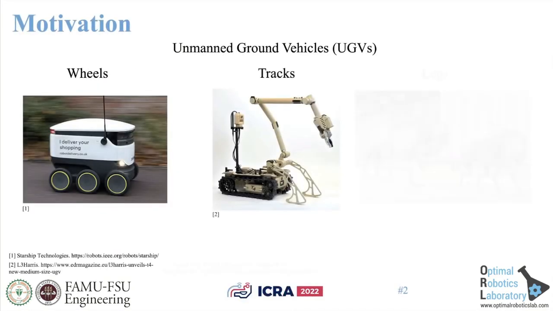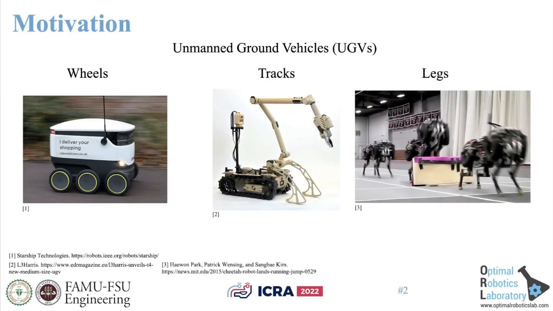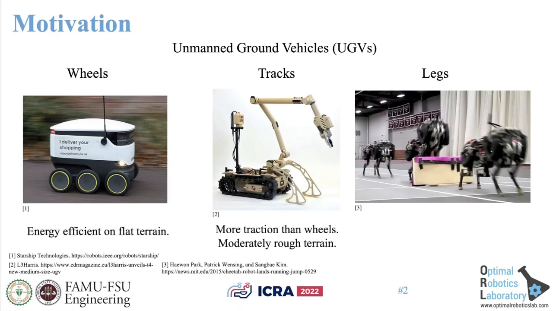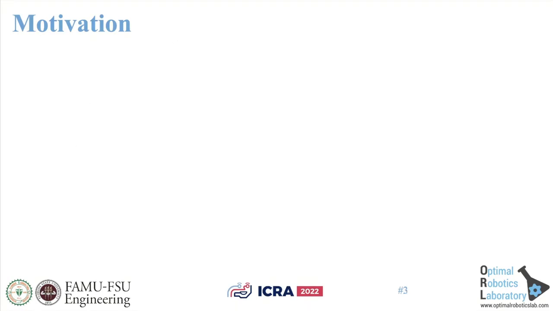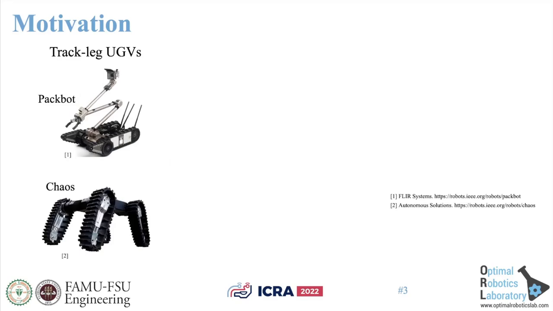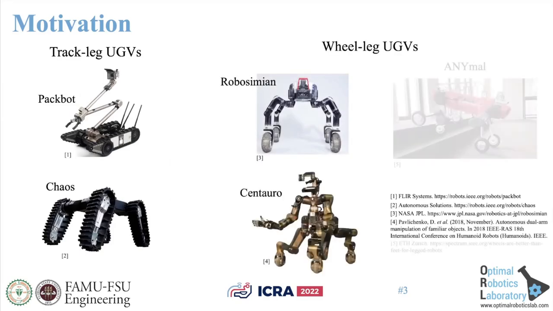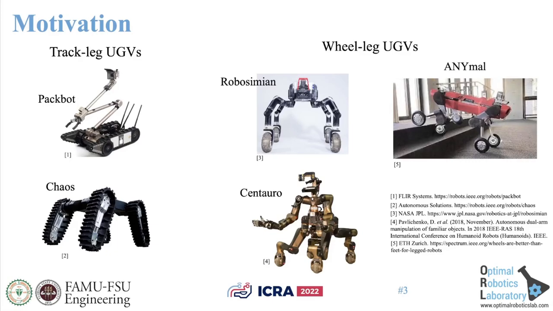Wheels, tracks, and legs are all useful means of locomotion for UGVs. Each has its advantages. Wheels are efficient on flat terrain. Tracks provide more traction than wheels and are good for moderately rough terrain, and legs can traverse larger obstacles and maneuver through cluttered environments. UGVs such as PackBot and Chaos combine tracks and legs, and Robosimian, Centauro, and Animal combine wheels and legs to achieve a practical compromise.